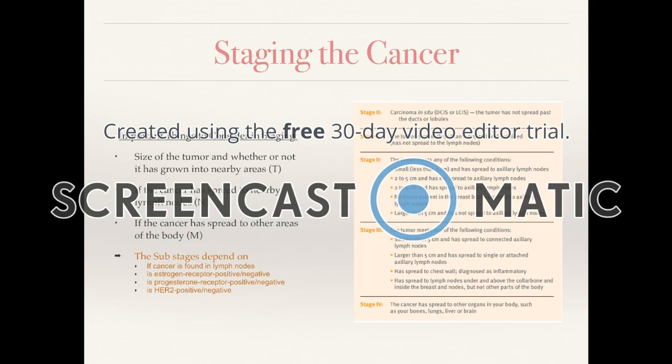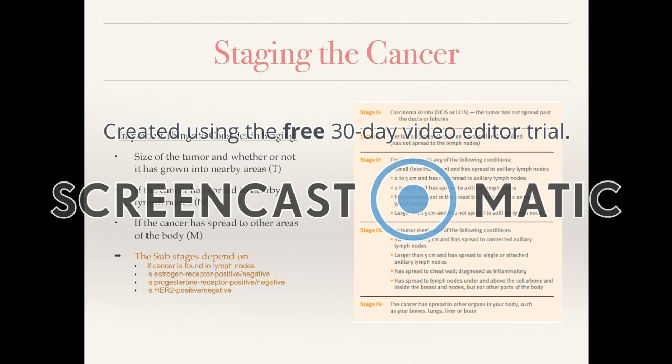Stage 0 has no spread of tumor. Stage 1, the tumor is localized and small. It has a subcategory of 1A and 1B, which both distinguish invasive cancer but in different locations of the breast and different metric sizing of the tumors. In these subcategories, they do not look for any hormones.